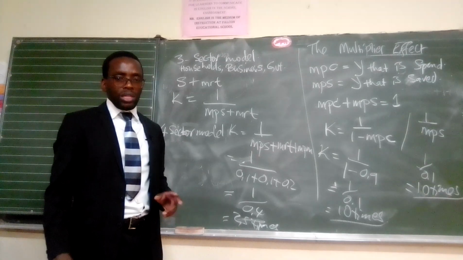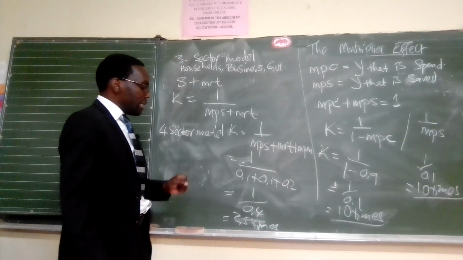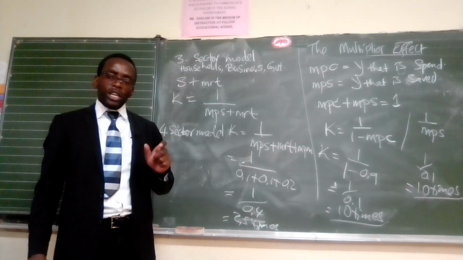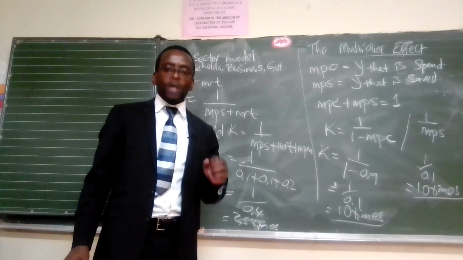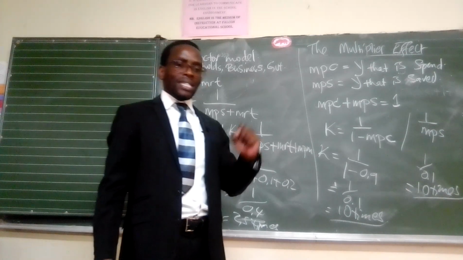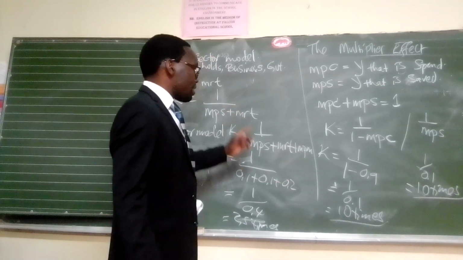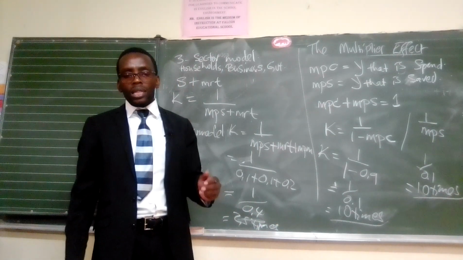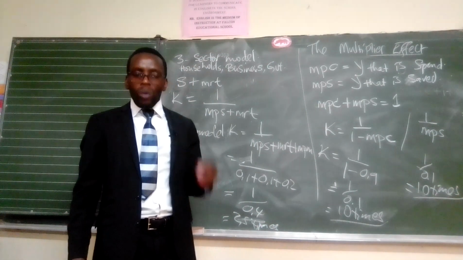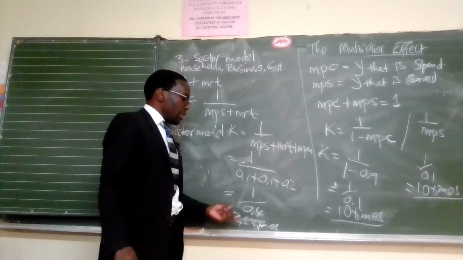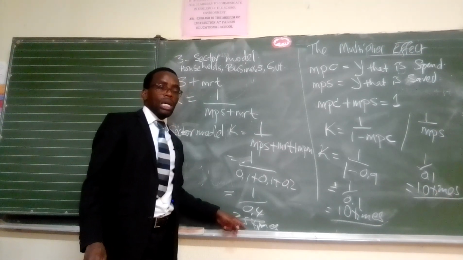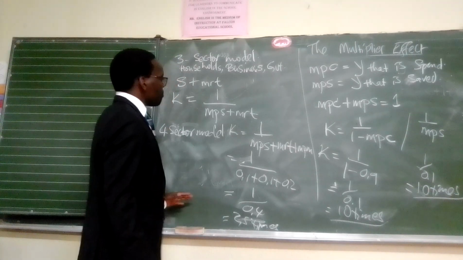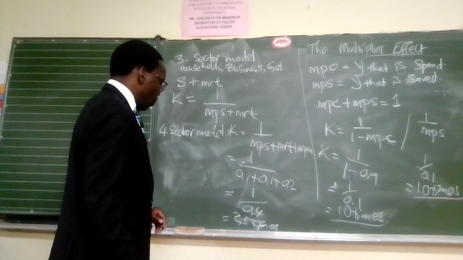Now, what does this mean to us in economics? It means that when the leakages increase, it has an effect of reducing the size of the multiplier. Whenever leakages increase, it can be an increase in savings, an increase in marginal rate of taxation, or an increase in the marginal propensity to import. When any one of those increases, it's going to end up reducing the value of our multiplier. Okay, right. So this is what we're talking about.